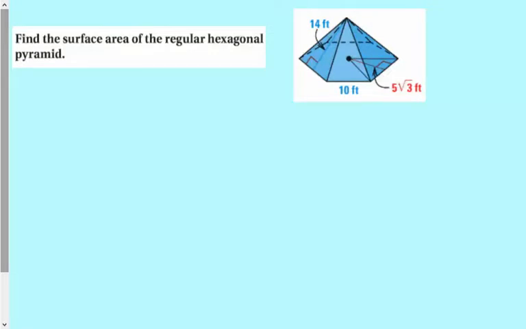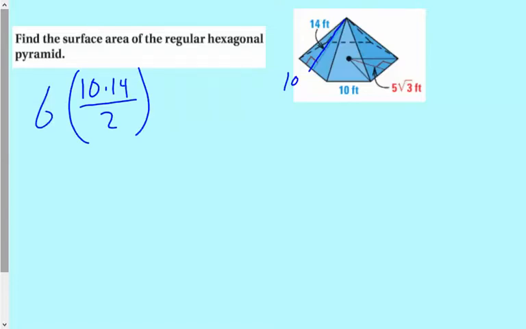Alright, find the surface area of a regular hexagonal pyramid. So now they want the full thing. Let's start with one of the triangles, and then we'll multiply that by 6. When I look here, I see the slant height is 14, and the base of that triangle is 10. So I can do 10 times 14 divided by 2. That would be one triangle, and then I can multiply that by 6. That would be the lateral area right there. That's the 6 triangles going around.